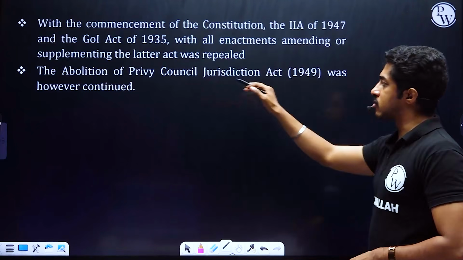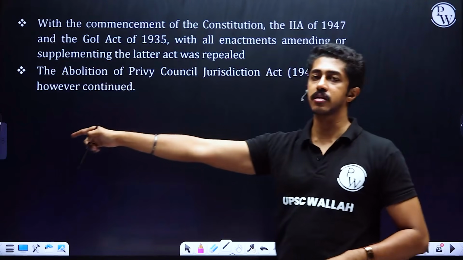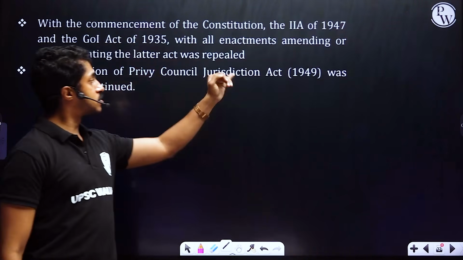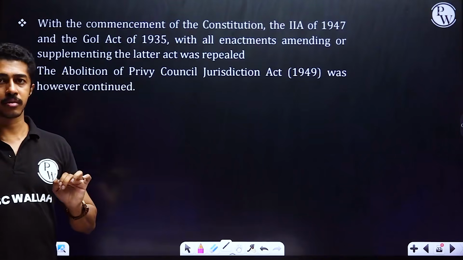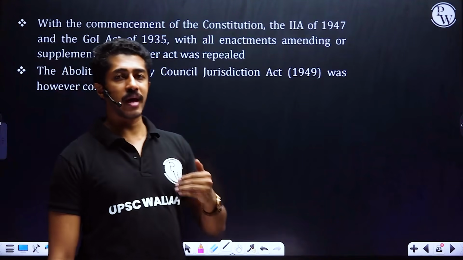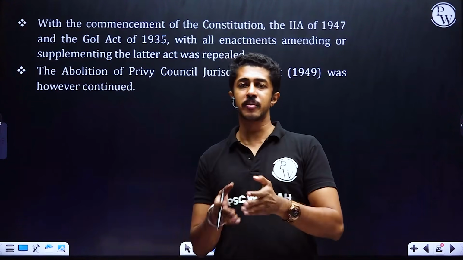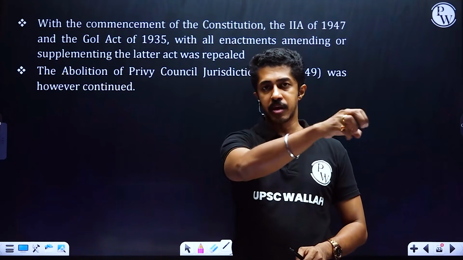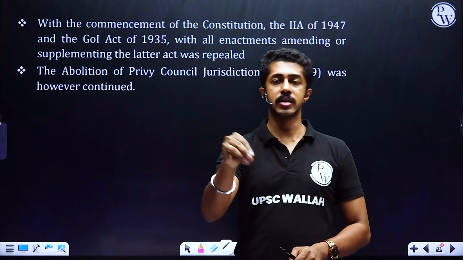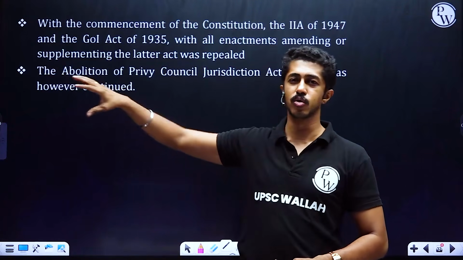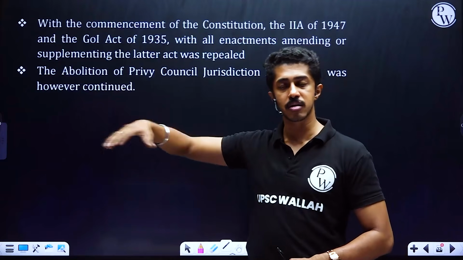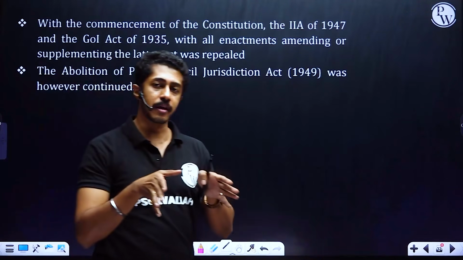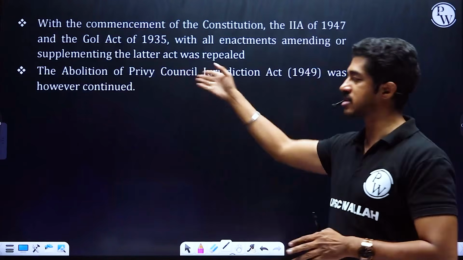The Abolition of Privy Council Jurisdiction Act 1949 was, however, continued. That was a very old act regarding certain laws, about whether it should be repealed or continue. A decision had to be made whether the British Crown needed to be involved in it or whether the powers should be transferred to the federal court. I'm not going into the detail of it because the act itself is too complicated and complex. As of now, we just need to understand that it continued.